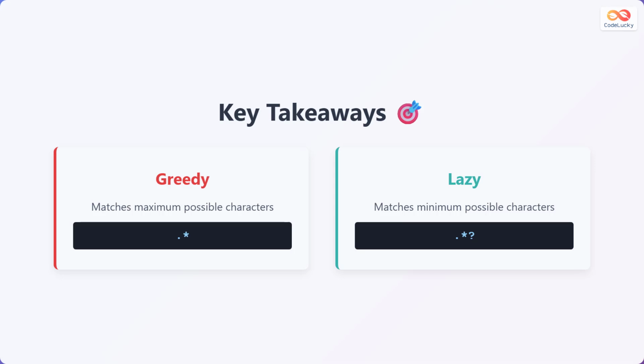Here are the key differences between greedy and lazy quantifiers. Greedy quantifiers match the maximum possible characters using the pattern star. Lazy quantifiers match the minimum possible characters using the pattern star question mark.